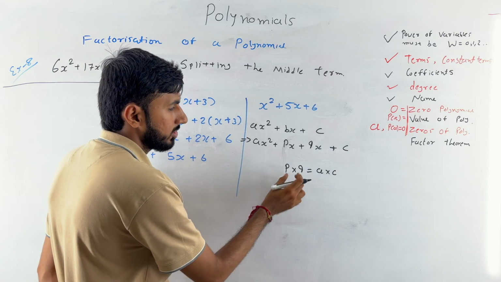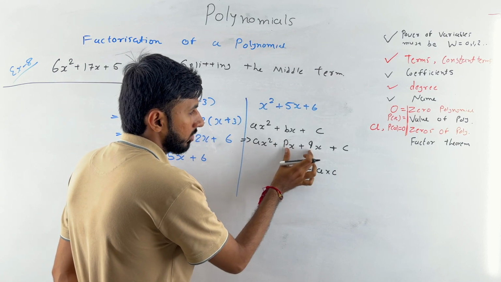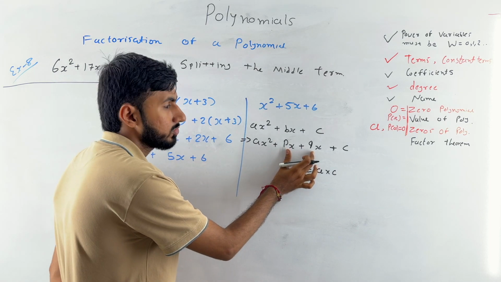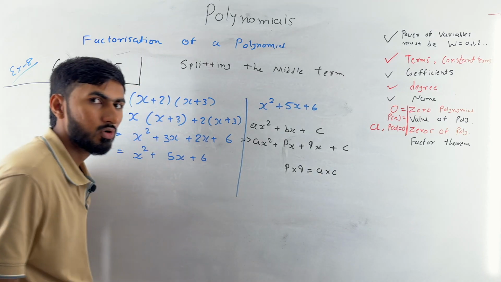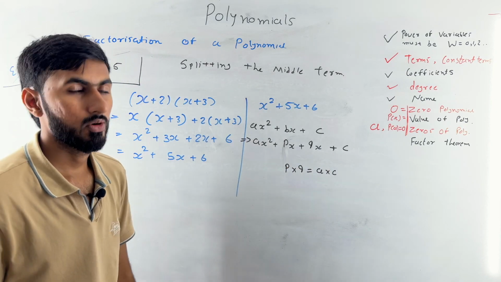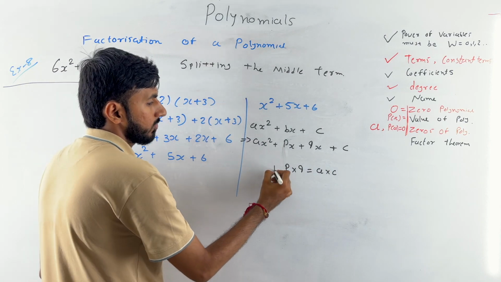So the first condition is that the multiplication of both terms will be equal to the product of the coefficient of x square and the constant term, right? So this is your first criteria.